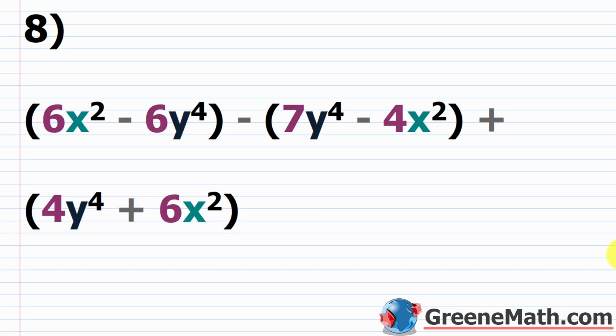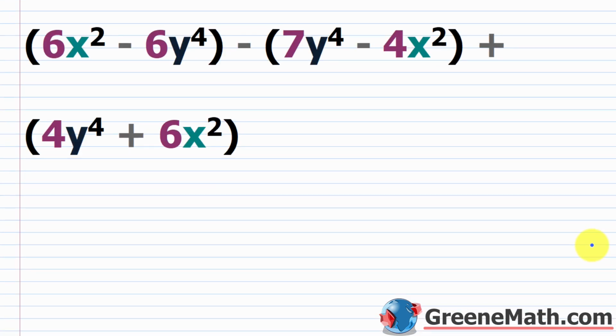All right, so look at problem number 8. So we have the quantity 6x squared minus 6y to the 4th power, minus our quantity 7y to the 4th power minus 4x squared, and then plus we have this quantity 4y to the 4th power plus 6x squared. All right, so let's scroll down and get some room going here.